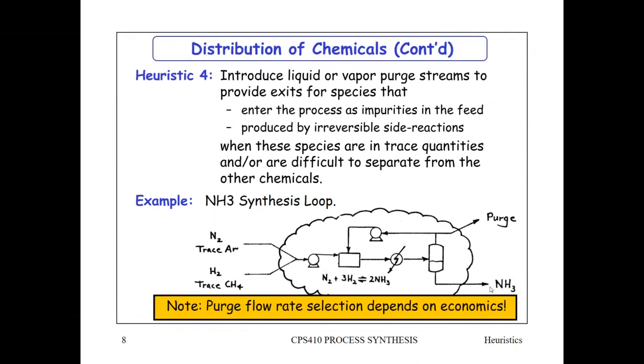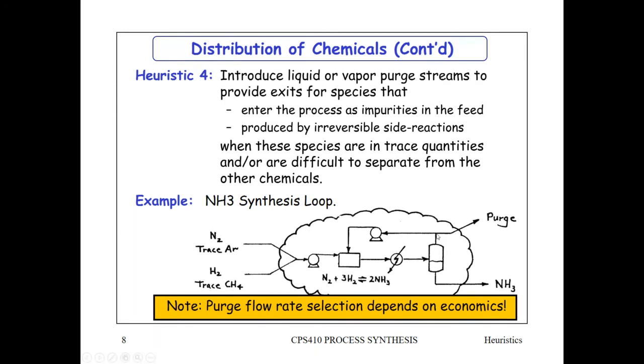The purge flow rate selection depends on economics. We chose 10% split. So we said 10% is going off this way and 90% goes that way. And that 90%, this is shown as a pump, which is wrong. This has to be a compressor because this will be a vapor phase loop. 90% goes this way, 10% goes this way.